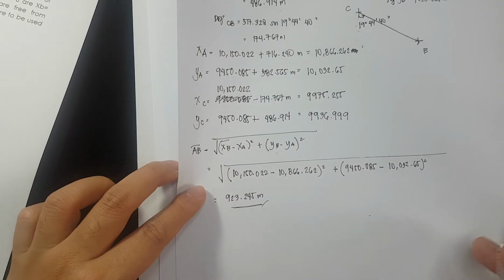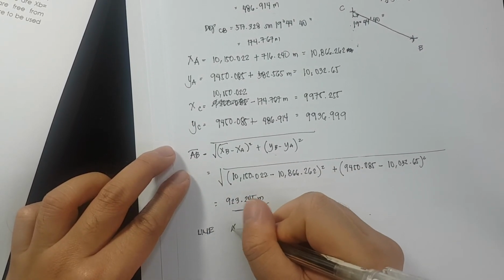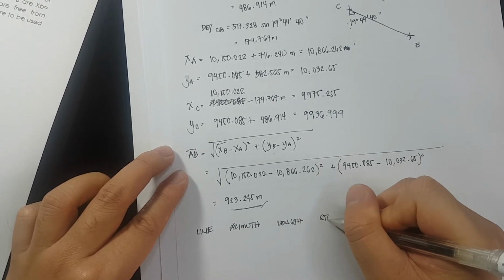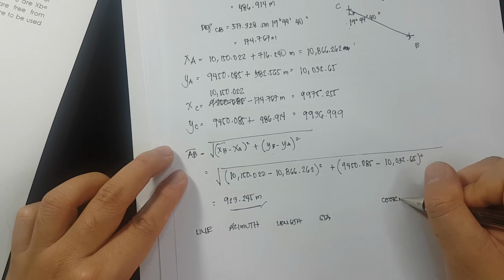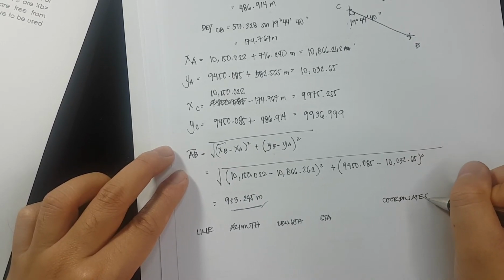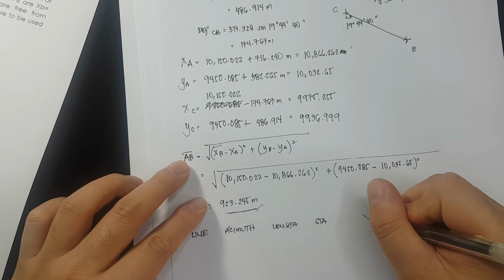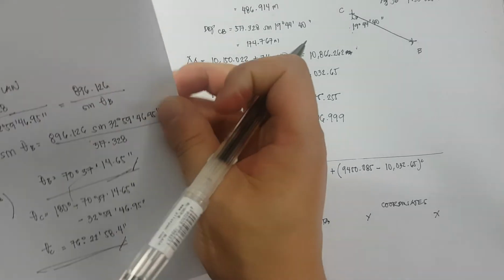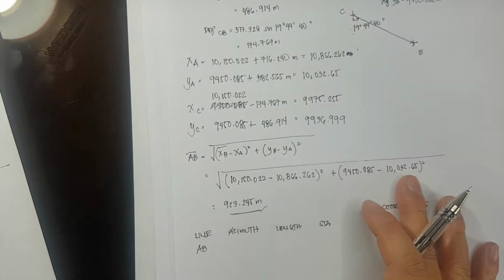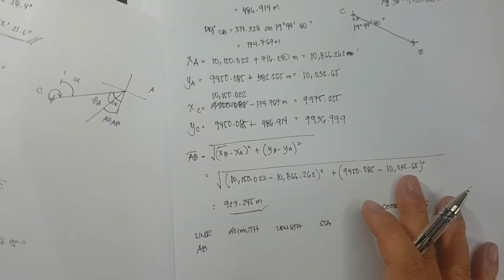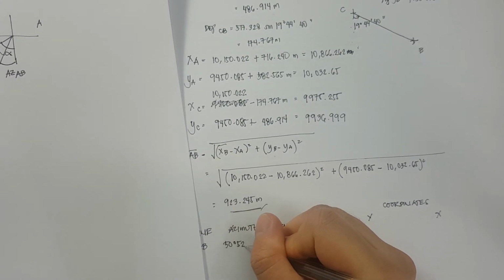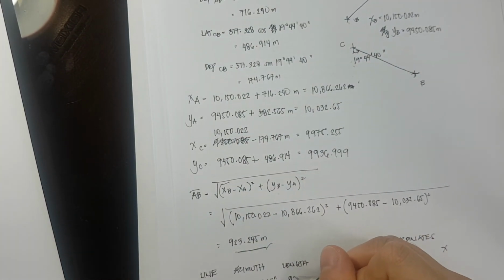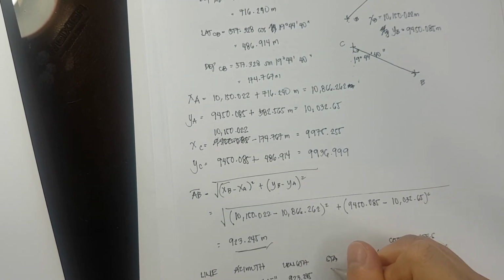Okay, now it would be best if you're going to tabulate it. Okay, so we have here the line, the azimuth, then we have the length, we have the station, we have here the coordinates. Okay, so we have here the y and we have here the x. So line, let's say line AB, what is the azimuth of line AB? Where is that? Ito yung azimuth ni line AB natin. We have 50 degrees, 52 minutes, 34.65. And the length of AB is 923.245 meters and station A.